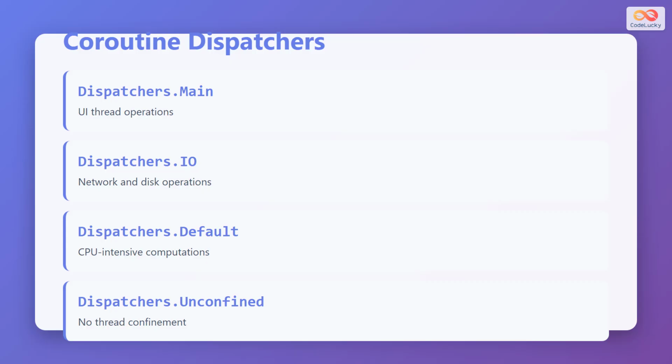Coroutine dispatchers determine which thread or thread pool your coroutines run on. Kotlin provides 4 main dispatchers. Dispatchers.Main is used for UI thread operations, perfect for updating user interfaces in Android applications. Dispatchers.IO is optimized for input-output operations like network requests and disk operations, using a shared pool of threads. Dispatchers.Default is designed for CPU-intensive computations like sorting large lists or processing data. And Dispatchers.Unconfined starts the coroutine in the caller thread, but resumes in whatever thread the suspending function uses. Choosing the right dispatcher ensures your application remains responsive and efficient.